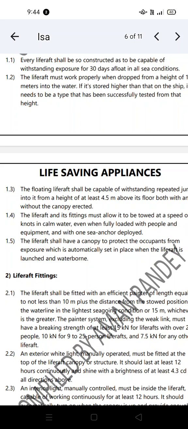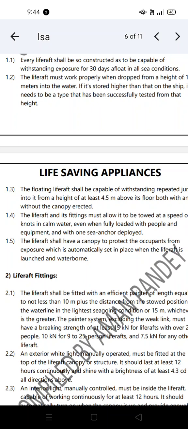It should have 2 layers of buoyancy, so if one is ruptured it should still have buoyancy. And if it is tilted, not in the correct position, one person should be able to correct the position.